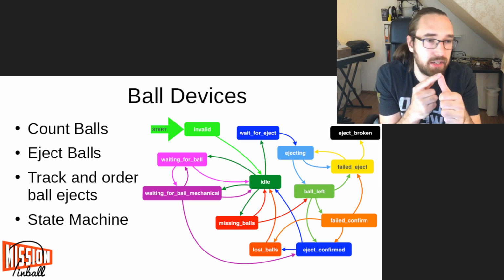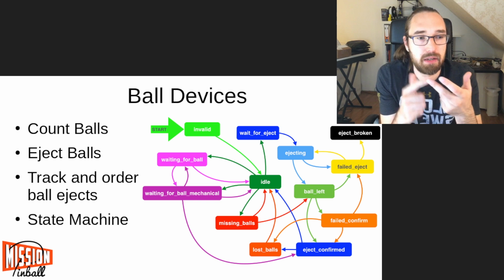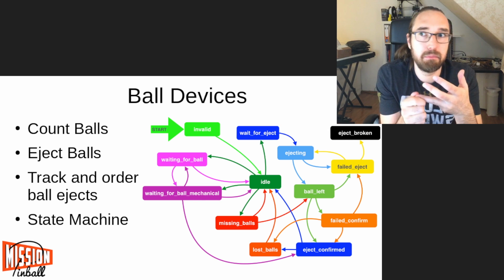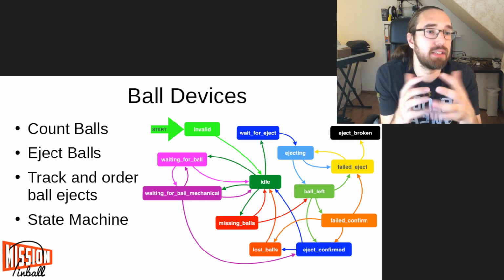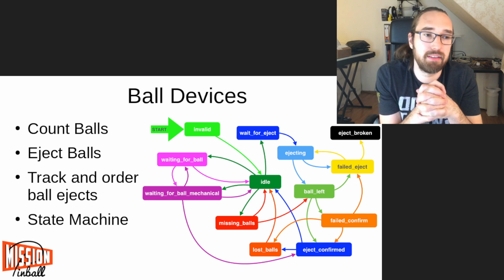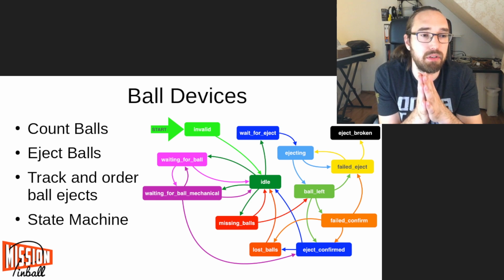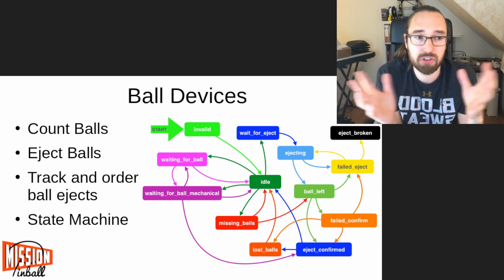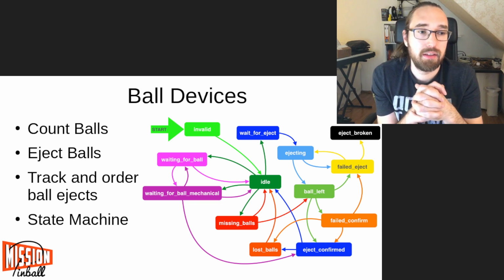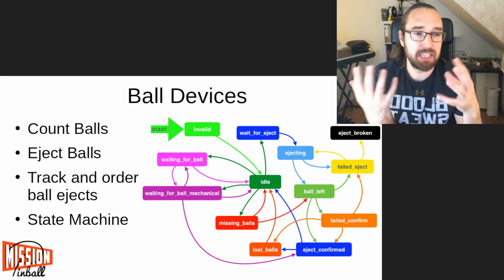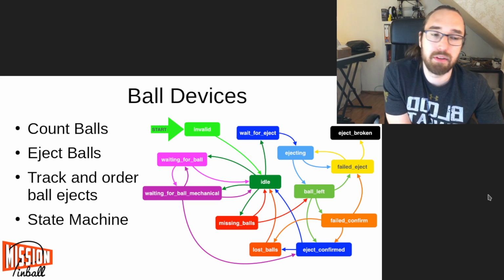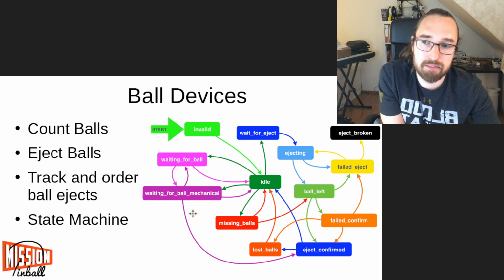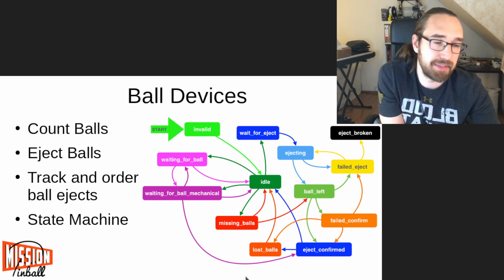So like a vertical up kicker, a trough, plunger, any ball locks, those are typically ball devices. A bumper simply is not a ball device, or target is also not a ball device. Slingshots are not, flipper fingers are not. It's more like devices which can capture a ball. So for those, this state machine makes sense. For a bumper it doesn't make sense, I guess.